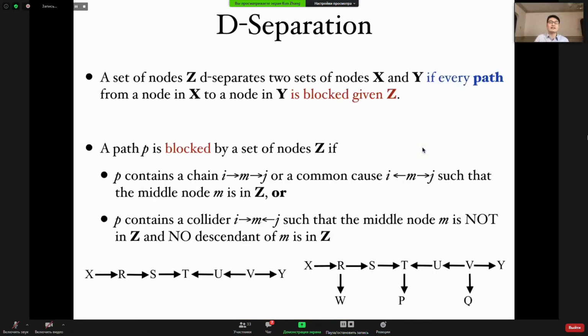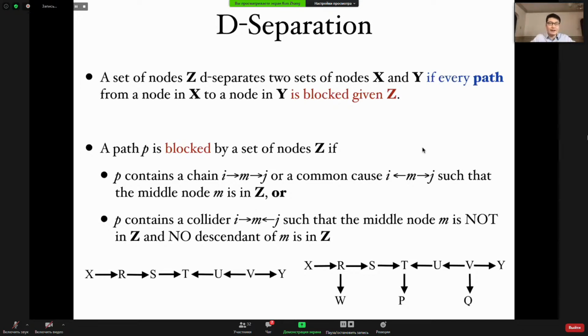Now, the definition of d-separation. So we have three sets of variables, X, Y and Z. We say Z d-separates X and Y if every path from any node in X to any node in Y is blocked given Z. Okay, so every path between X and Y is blocked by Z. Now comes the definition of blocked, right? What do I mean by blocked?